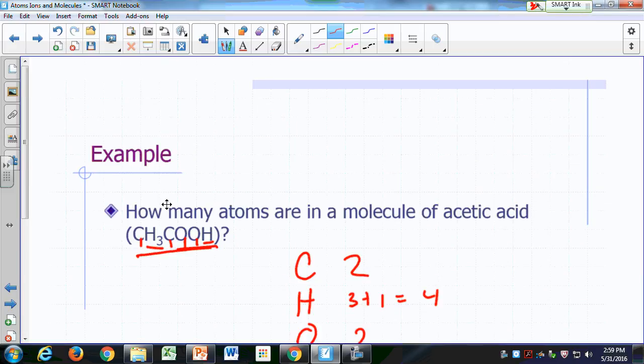You may be wondering, why is it written in that way? Why not just write it as C2H4O2? It has to do with the way the atoms are connected to each other, which we'll learn more about later. Okay?